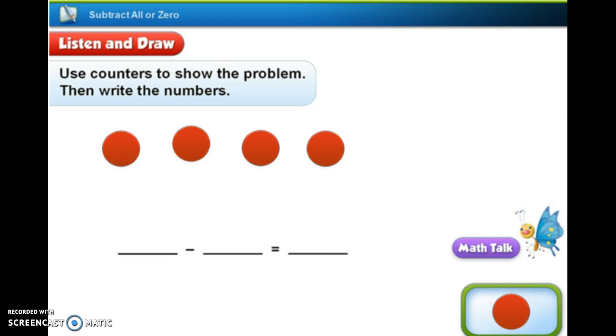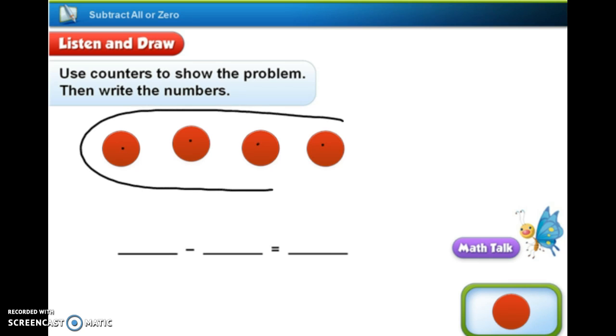Okay, 4 toys are on the shelf. 4 toys are taken off. So circle 4 toys. 1, 2, 3, 4. And cross them off because they were taken off the shelf. How many toys do I have left on the shelf? Did you say 0? That's right. I don't have any circles left.